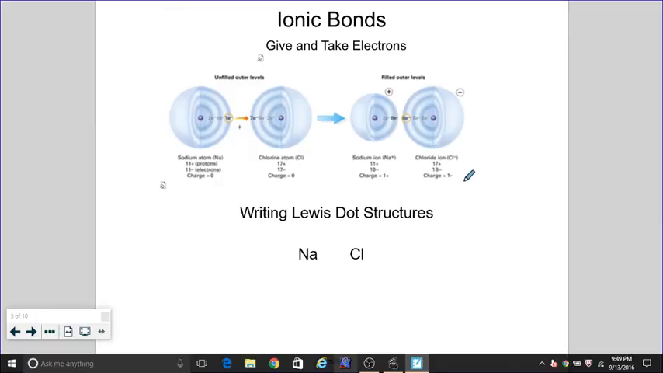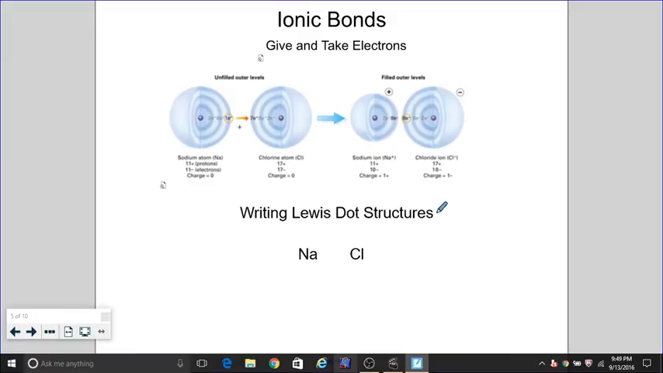Notice, however, that if you take the charges and add them together, they come out to 0. So the compound together has an overall charge of 0, even though the ion has a positive and a negative charge. Okay, now if every time we wanted to do this, we had to draw out these atoms, it would be very time consuming. So what we do instead is we write what's called a Lewis dot structure.